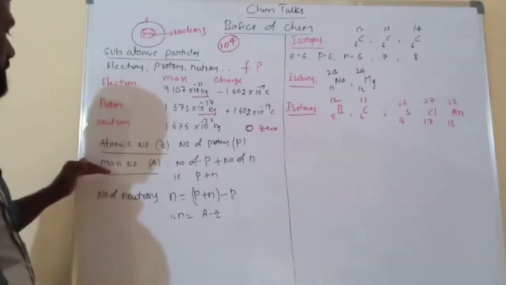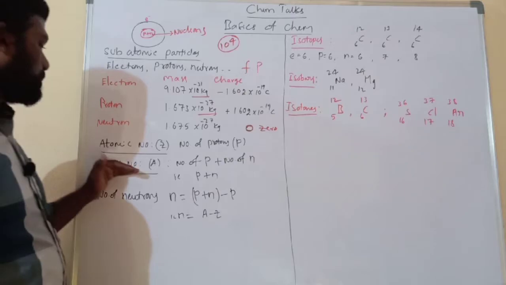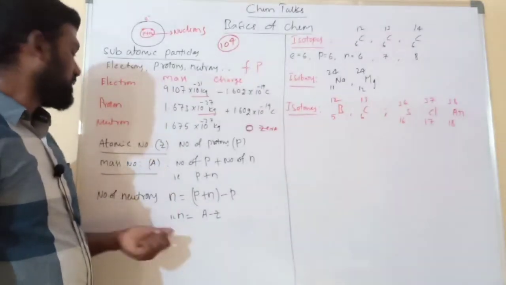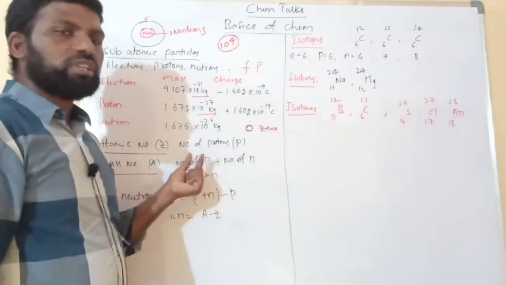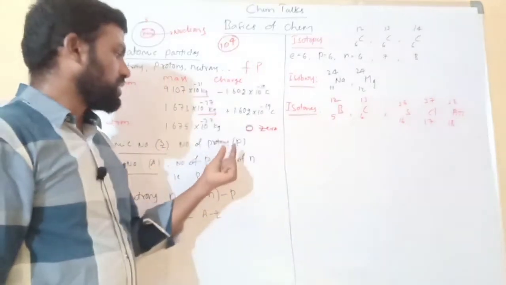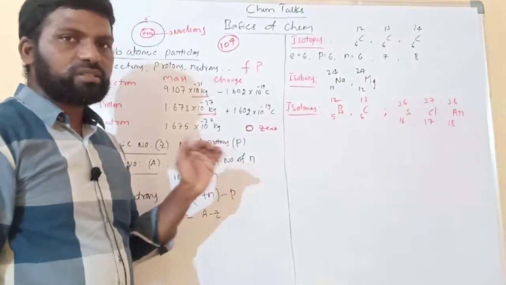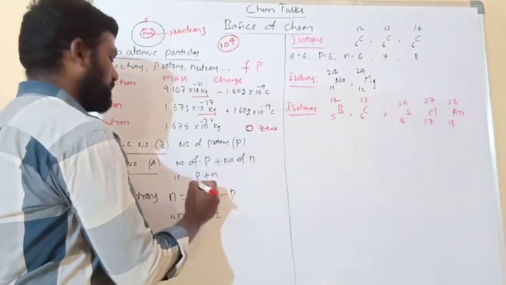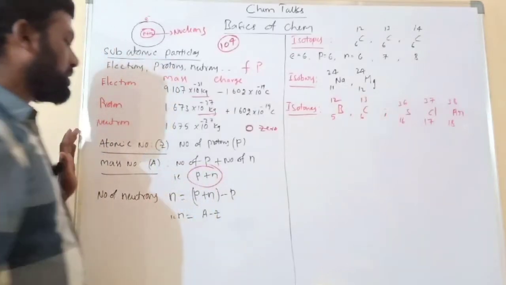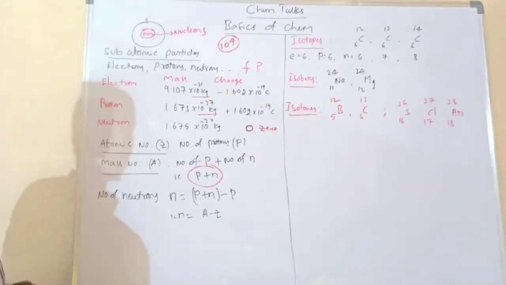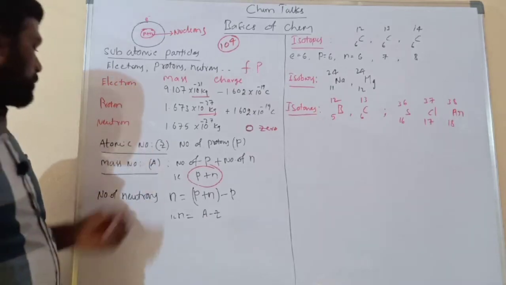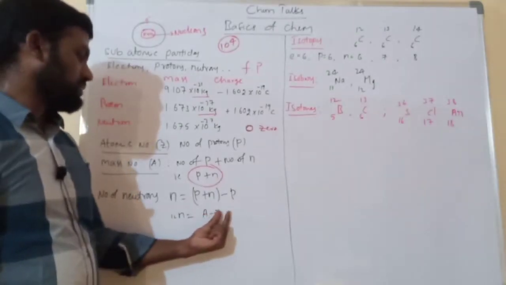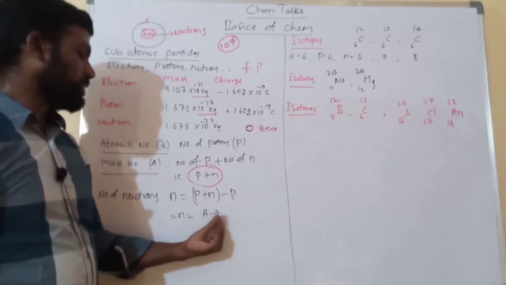Mass number. It is represented by the capital letter A. It is the sum of the number of protons and number of neutrons present in the nucleus. That means P plus N, number of protons plus number of neutrons. Next, from these two, number of neutrons can be calculated from A minus Z, that is mass number minus atomic number.